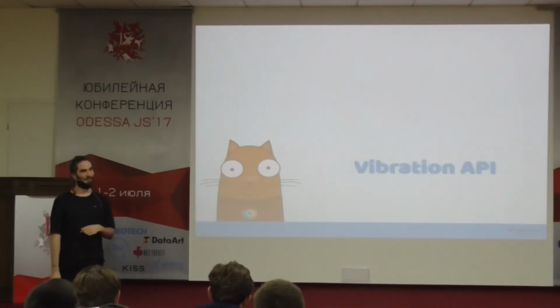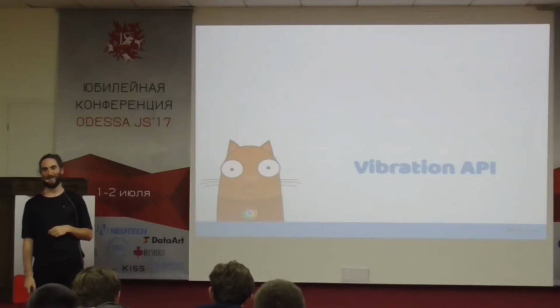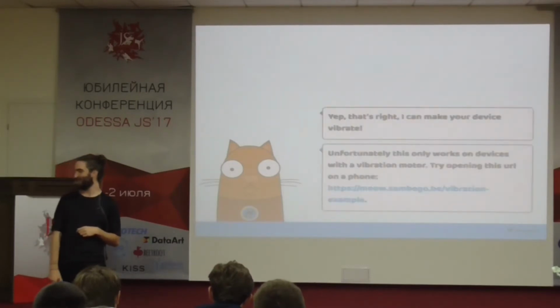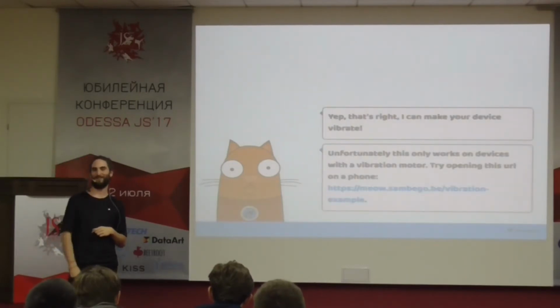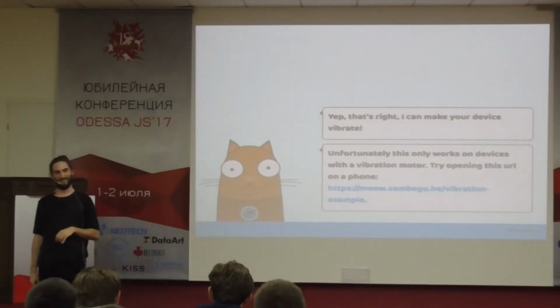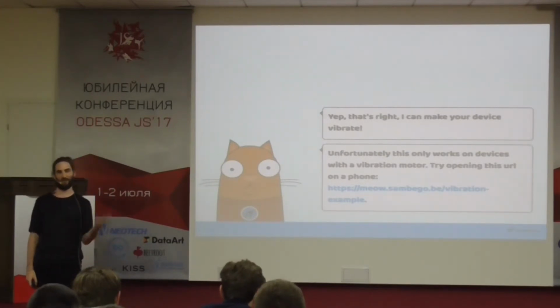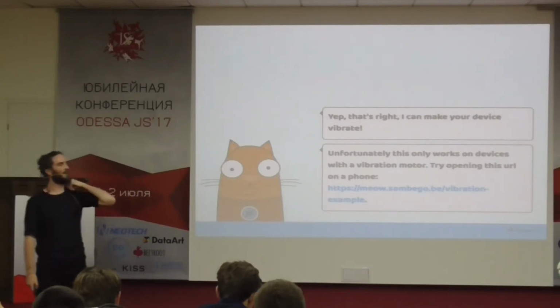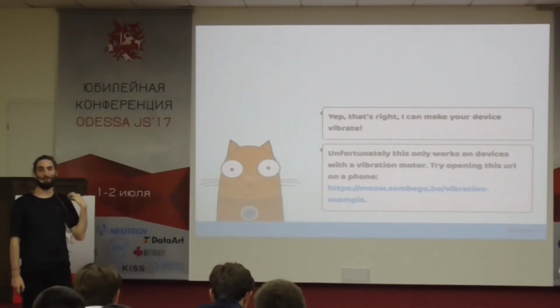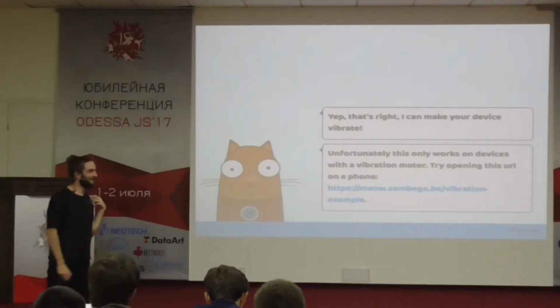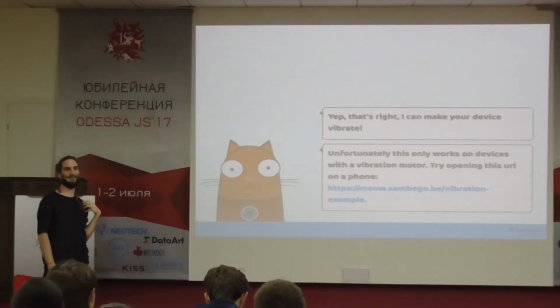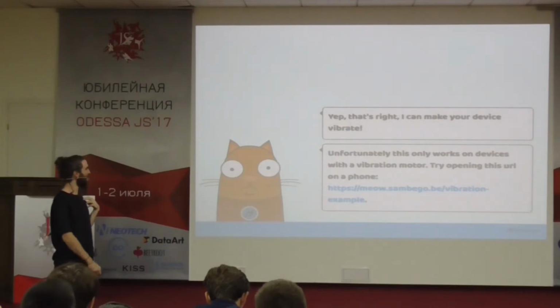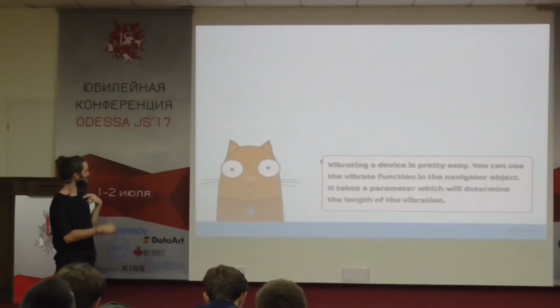The next one is the vibration API. I cannot show you this because my MacBook does not vibrate. But if you have an Android device and you are running Chrome or Firefox, you can go to that URL and it should start vibrating, which you can use in some different ways, I guess, but you can use it to notify a user that something happened on a website. Let's see how you can use this.